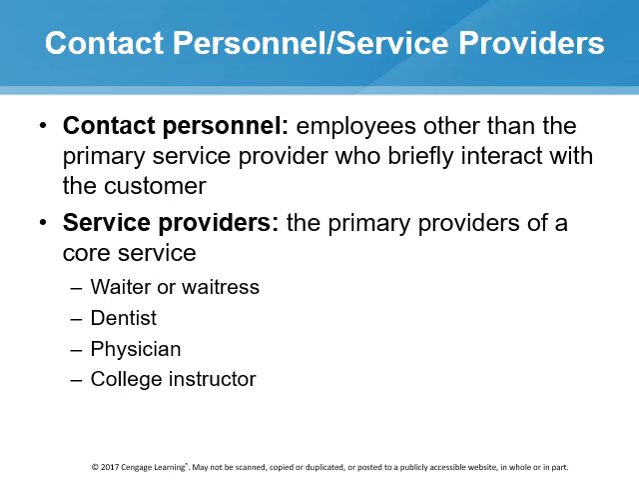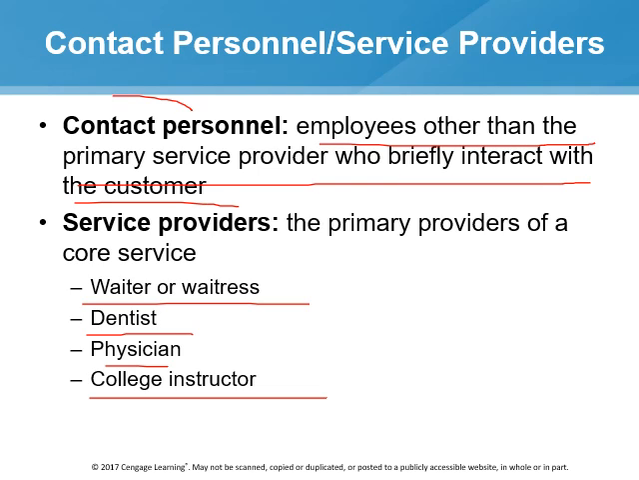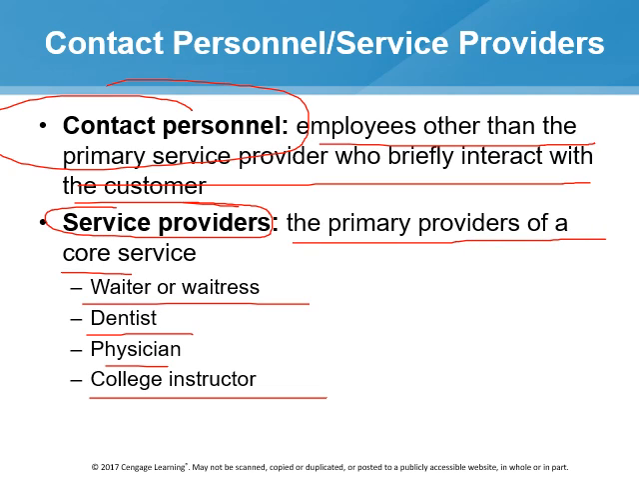And then the contact personnel, as I mentioned: you talk about the waiter, waitress, dentist, physician, a college instructor. Employees other than the primary service provider who briefly interact with the customer are called the contact personnel, and those who actually provide the core service are called the service providers. In service marketing, we may have to deal with these two types of service providers. You talk about contact personnel, the boundary spanners, the service providers, their training, their motivation, their development. Everything matters a lot.